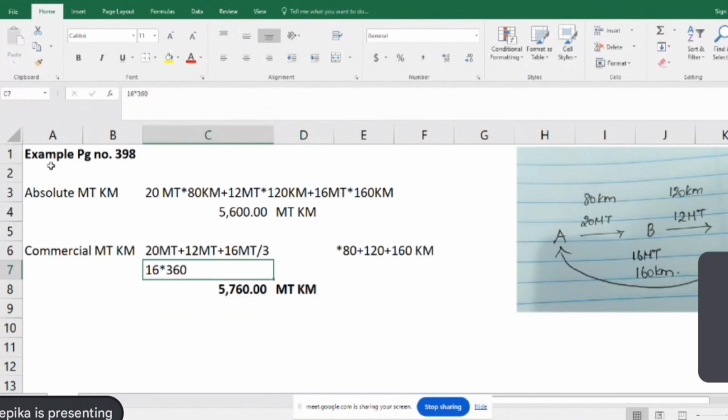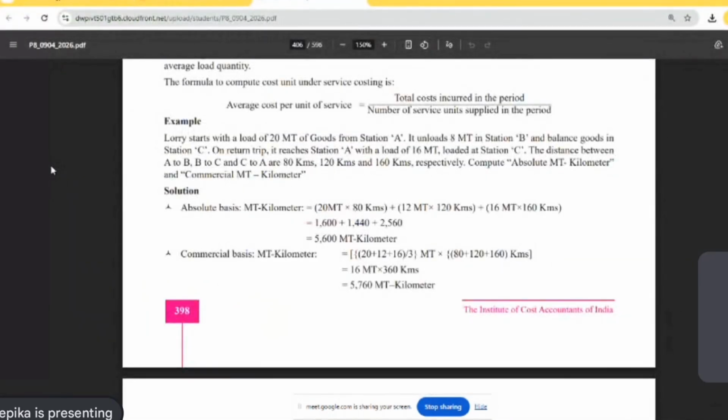Hope you understood. In absolute metric ton kilometer, how will you calculate? Just multiply the kilometers with metric ton. In commercial metric ton kilometer, you will take the simple average of the metric ton multiplied by all the kilometers. So this is your example. Just an example, no example number has been given.